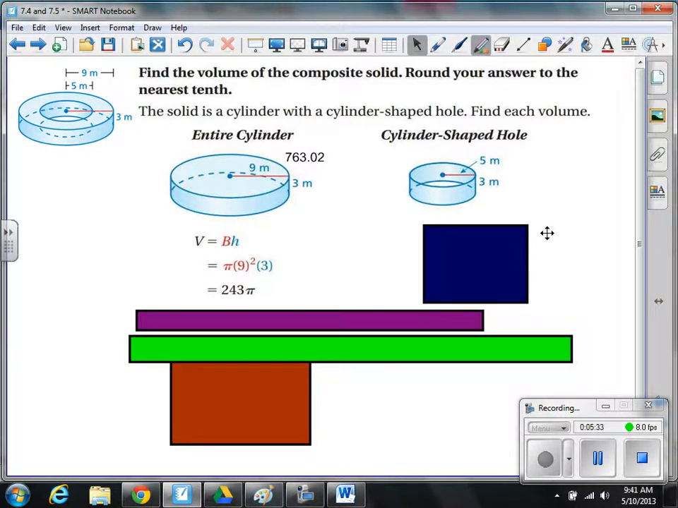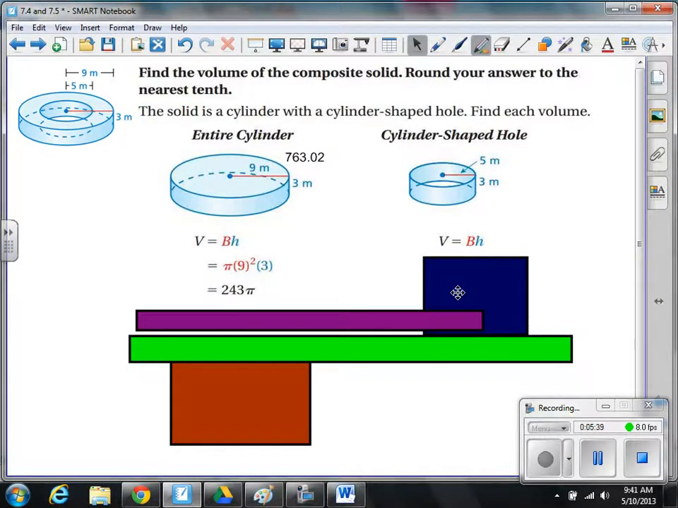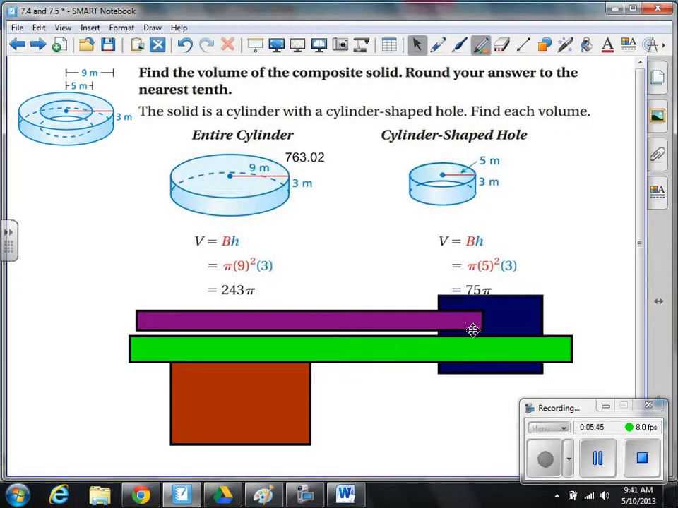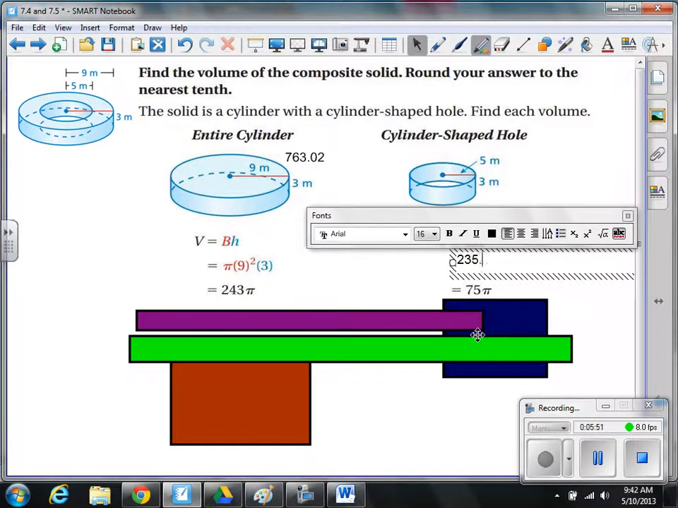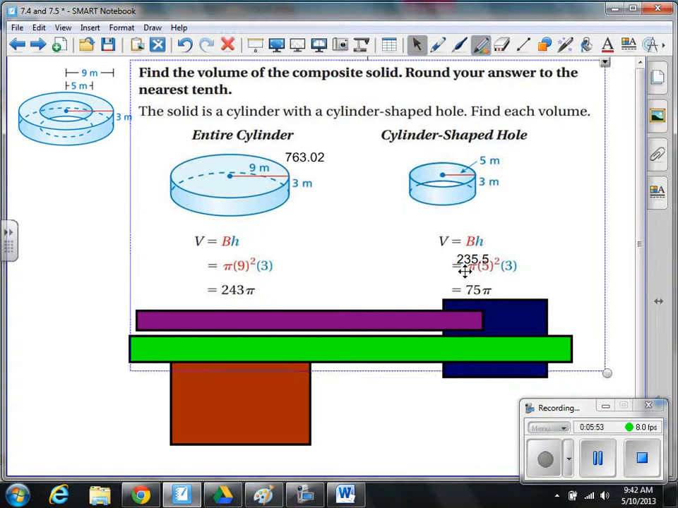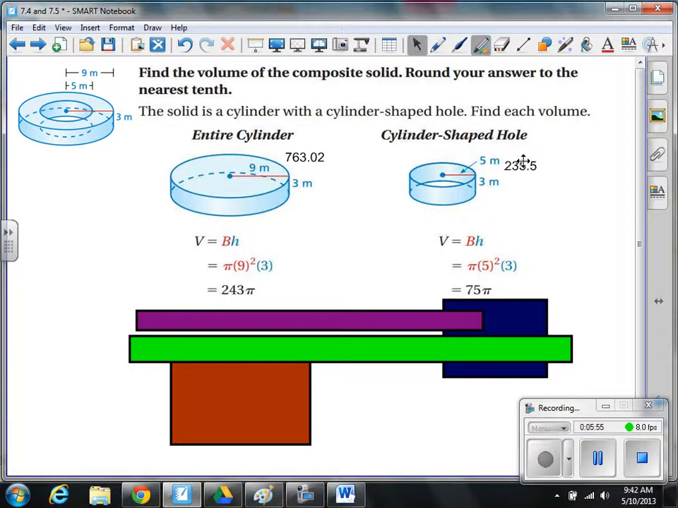The volume on the right, we're going to take the same equation, volume equals area of the base times the height, and we take 5 squared times 3 times pi, and we get an answer of 75 pi, or 235.5. And that is the volume of this piece of the cylinder.